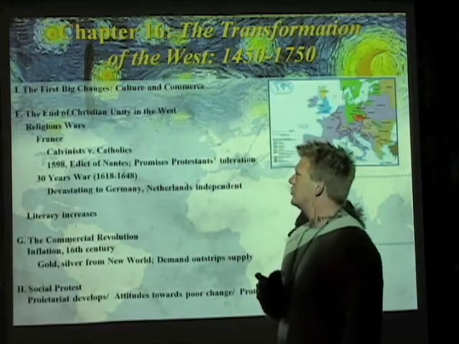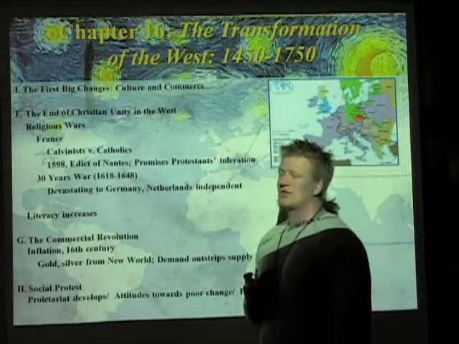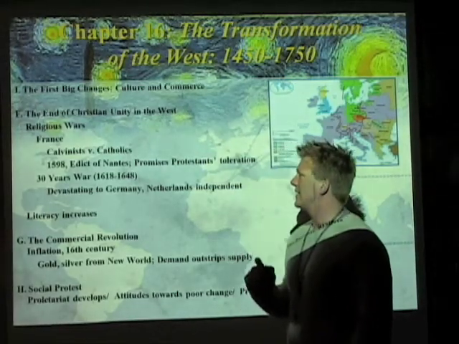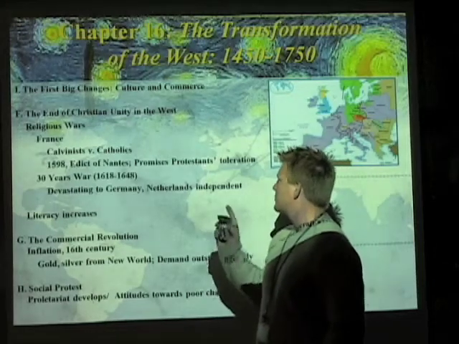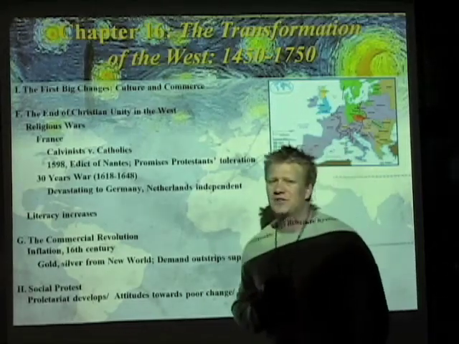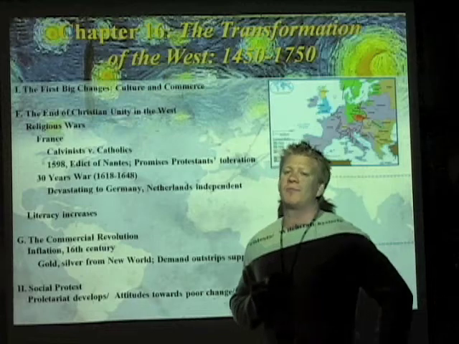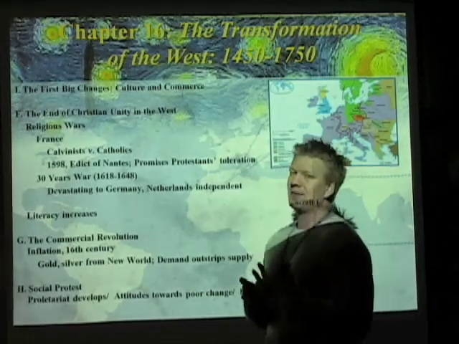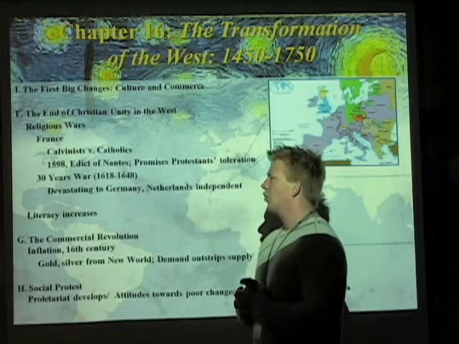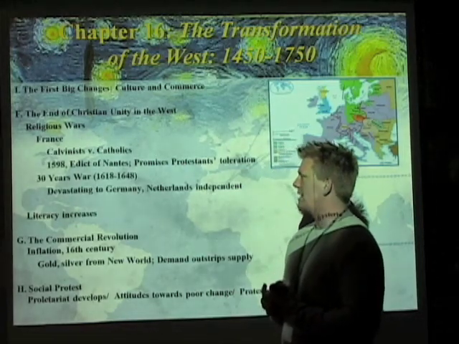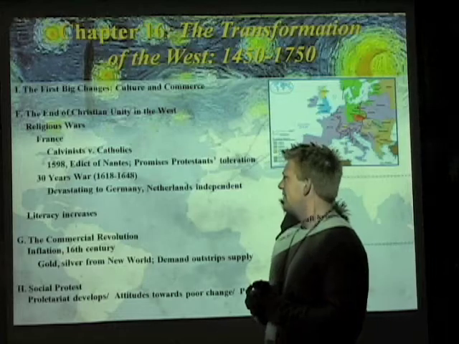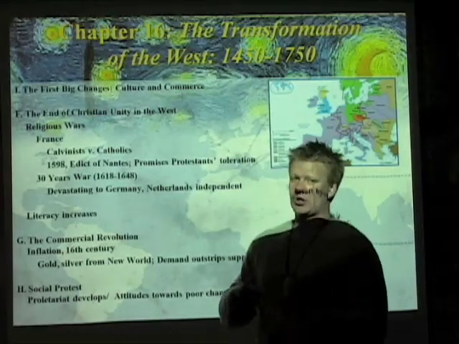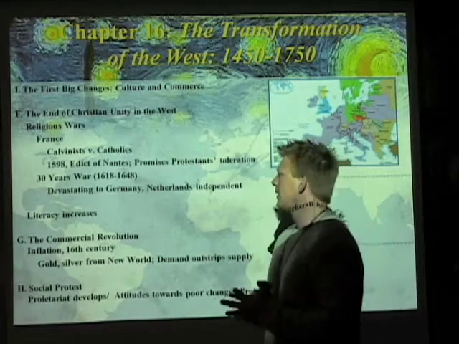The end of Christian unity in the West, you're going to have religious wars. In France, you'll have the Calvinists versus the Catholics. In 1598, you'll have the Edict of Nantes, and it promises Protestant toleration. This is where people are going to be able to choose the religion, or the denomination, that they want. The Thirty Years' War, 1618 to 1648, is going to devastate Germany. And the Netherlands are going to become independent. Remember, the Netherlands is the Dutch, Holland, Netherlands, all the same.